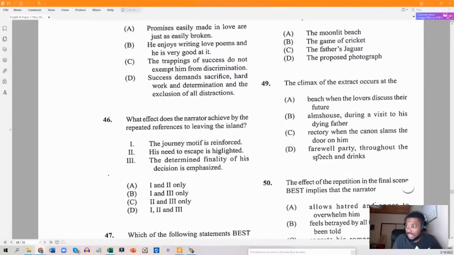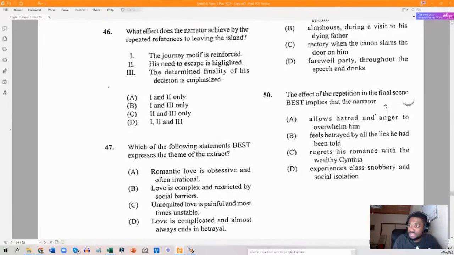Number 50. The effect of the repetition in the final scene best implies that the narrator... We see the repetition in the promise, promise, promise, right, right, right. What is the effect of this repetition? After this question, we'll take a break. 50B.